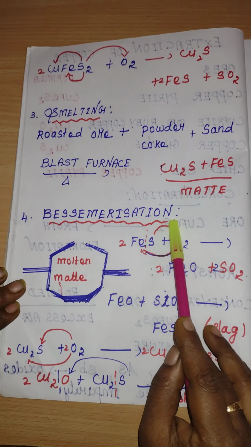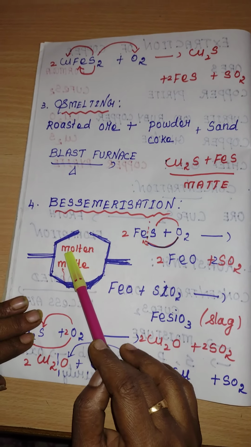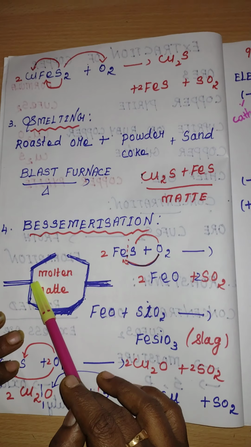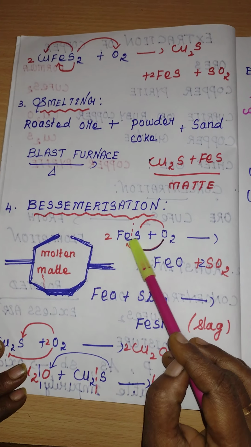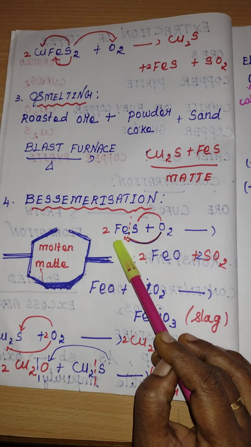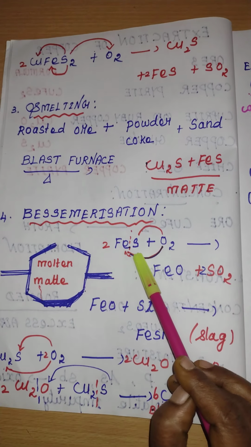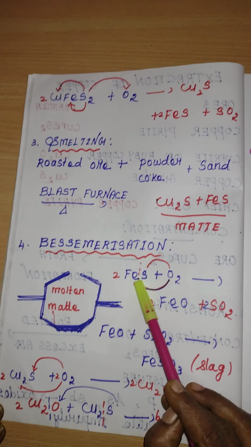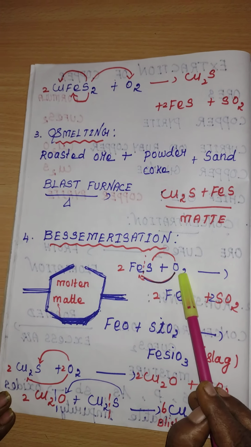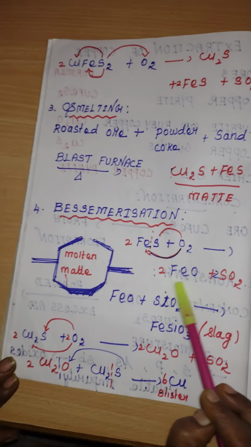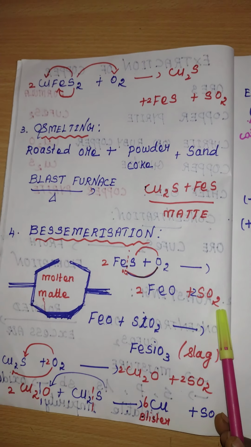Fourth step, Bessemerization. You take the matte in a Bessemer converter. Bessemer converter means an apparatus used for Bessemerization. The sulfide of iron and sulfide of copper are present in the matte. First, the sulfide of iron reacts with oxygen. The oxygen goes into iron to form ferrous oxide, and the sulfur goes into oxygen to form sulfur dioxide.